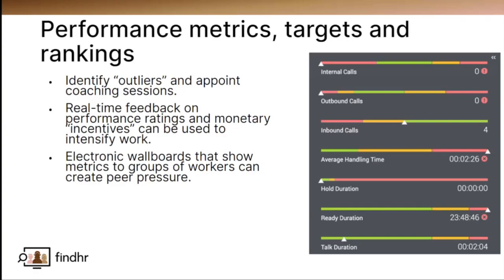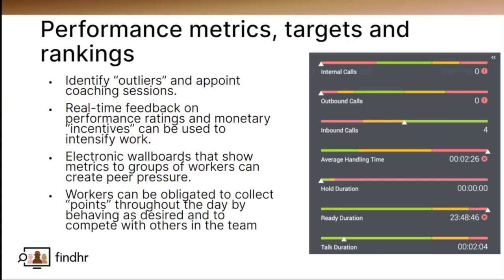You can have electronic wallboards that show metrics to group workers, so you can create peer pressure. You just have a big wallboard in the background where everybody sees how good everybody else is. I think this used to be done a lot before technology too, especially in the sales context, where people would say, okay, I've got 5 sales today, and there's always a competition going on. And workers can be obligated to collect points throughout the day by behaving as desired to compete with other teams. So this is performance metrics and ranking.